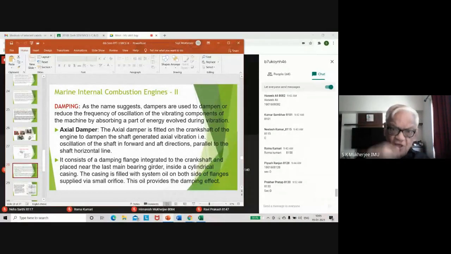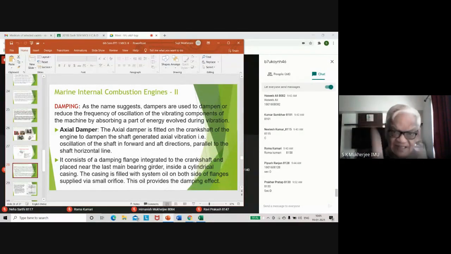On the shaft, you have a flange. It's not a very thick flange; it's a reasonably thick flange, and it is part of the shaft itself. At the rim of the flange, you have a sealing ring. Now this flange works like a piston. Outside this flange, you have a casing. This casing has got two spaces. One is on this side of the flange, one is on this side of the flange.